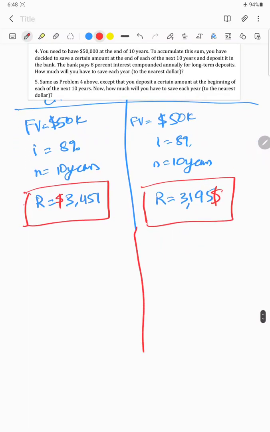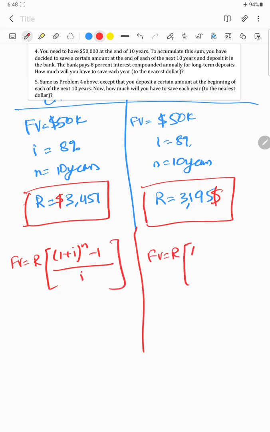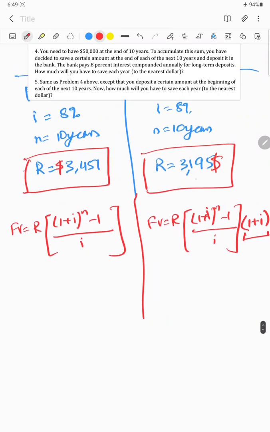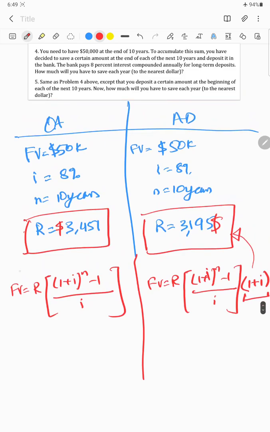If I just jot down the formula here also, here the formula is FV equals R times (1 plus I) to the power N minus 1 upon I. Here the formula is F equals R times (1 plus I) to the power N minus 1 upon I, into a factor of 1 plus I. Just because of this 1 plus I, you are getting the amount of the periodic payment lower as compared to here.